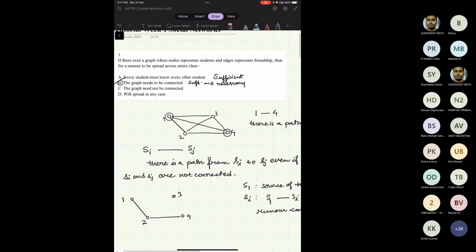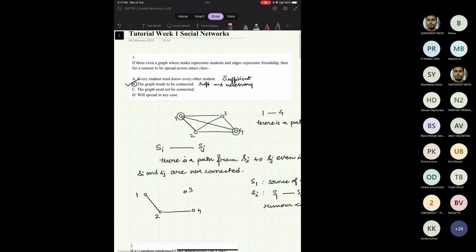Okay, so I'll just repeat the full question again. The question is that if there exists a graph where the nodes represent students and edges represent friendship, then for a rumor to be spread across the entire class, you have four options. Every student must know every other student. The graph needs to be connected, or the graph need not be connected, or D, it will spread in any case.